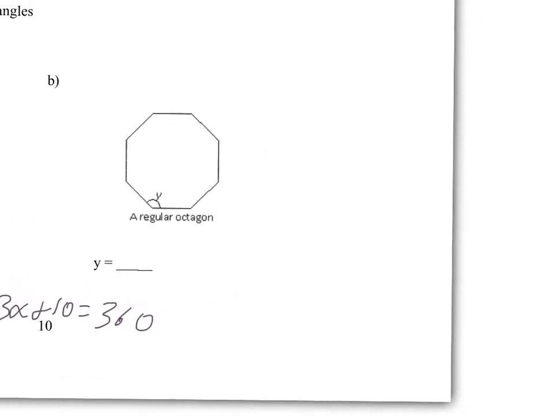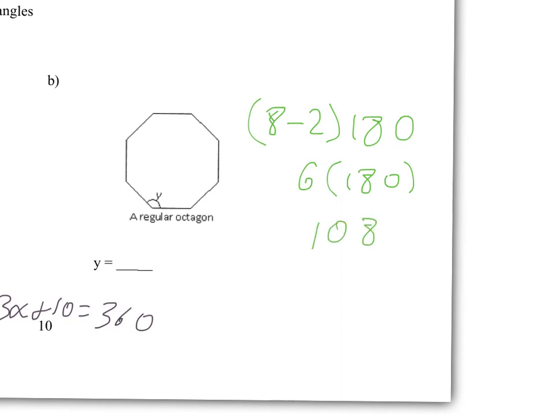Okay, a regular octagon, that means 8 sides minus 2 times 180. This is going to give us the sum. Basically 6 times 180, which is 1080. That's the sum of all the angles. Now we have to split it amongst the 8 angles, and when we do that, we get 135. So that's what y is equal to.